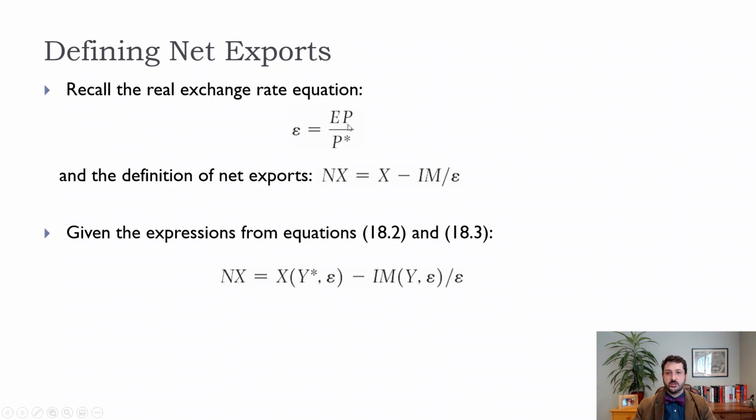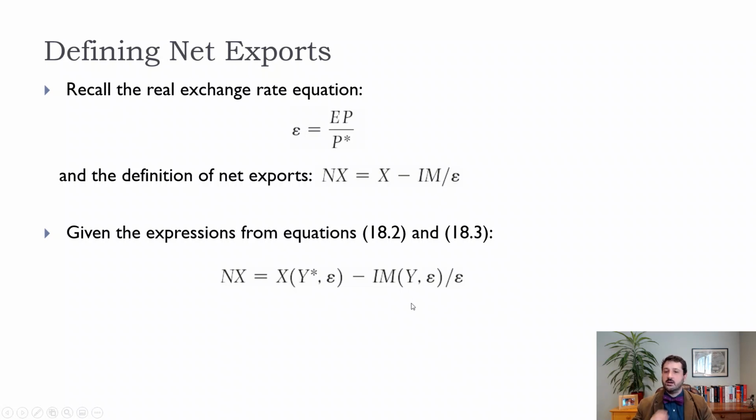And so we had this equation from Chapter 17, where the real exchange rate is equal to the nominal exchange rate, which is E, times the ratio of the domestic price level to the foreign price level. And that's really important because the real exchange rate turns foreign goods into domestic goods and vice versa. So our definition of net exports is exports, which are already in domestic goods because we made them domestically, minus imports, which are foreign goods, and so we have to convert them into domestic goods so we can add apples to apples. So we have to divide by the real exchange rate.